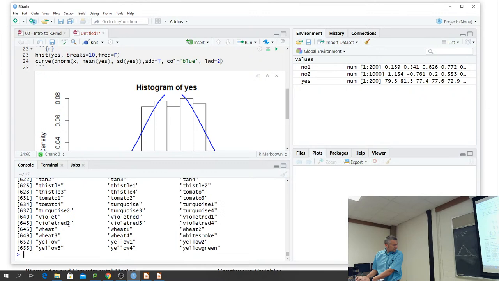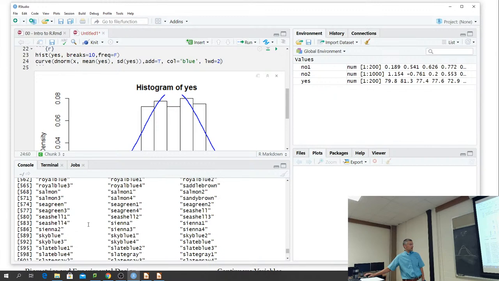I think it's colors. It is. Colors. Let me type that. Colors, and then open close parentheses. All right, and when I hit enter, that gives me my list of colors. So I have 657 different colors that I can use.